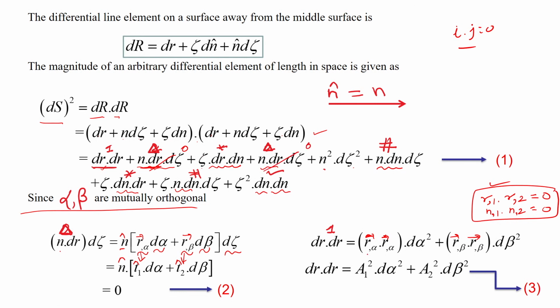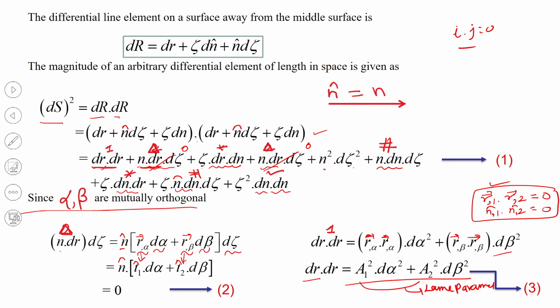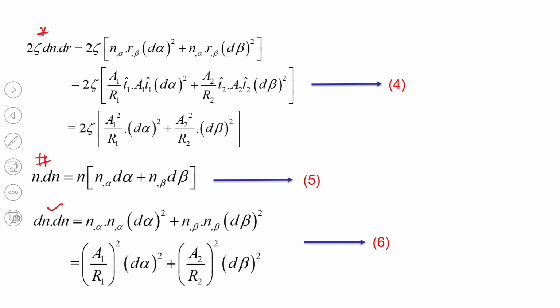Then dr dot dr: r comma alpha d alpha, then r comma beta d beta. Already I have said that the dot product of r comma alpha and r comma beta is going to be 0. So, it reduces to this form: a1 square d alpha square plus a2 square d beta square, where a1 and a2 are known as Lamé parameters. So, I can just put it here. Then dn dot dr, if you remember, will be in the second fundamental form, and then we can write properly.